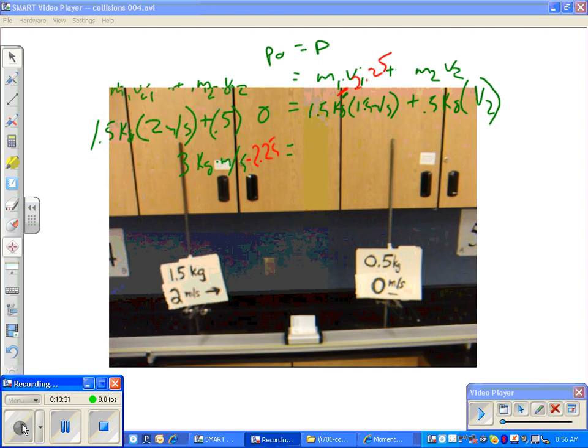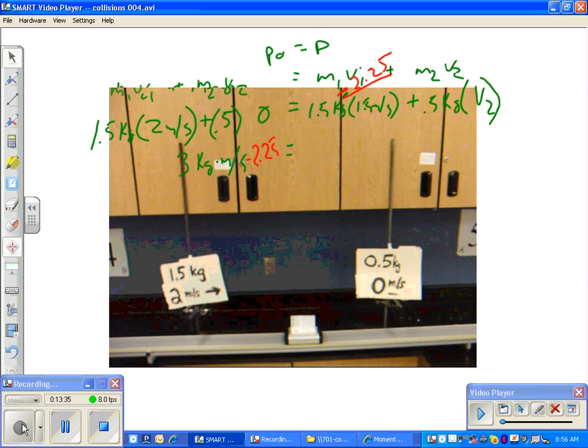Okay, so just so we get this on the video, what I did is subtracted 2.25 from both sides to get rid of that. And then we're going to divide that by 0.5. And then we should see our unknown velocity here is 1.5 meters per second.